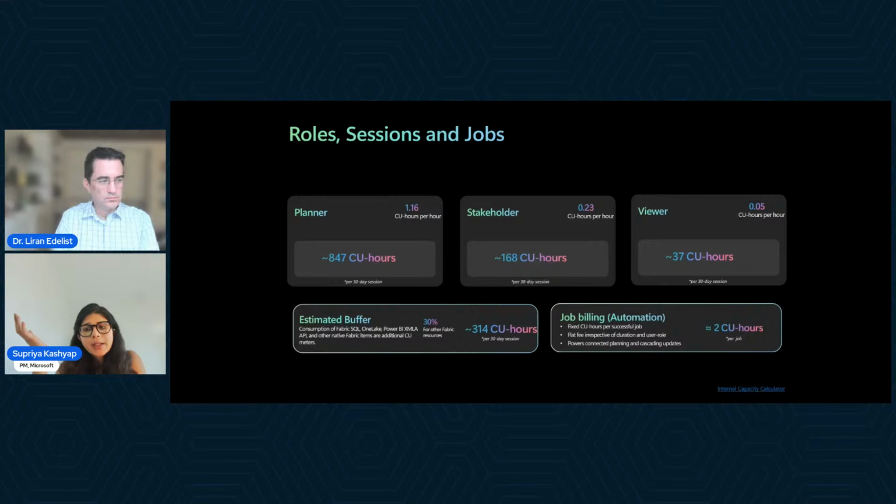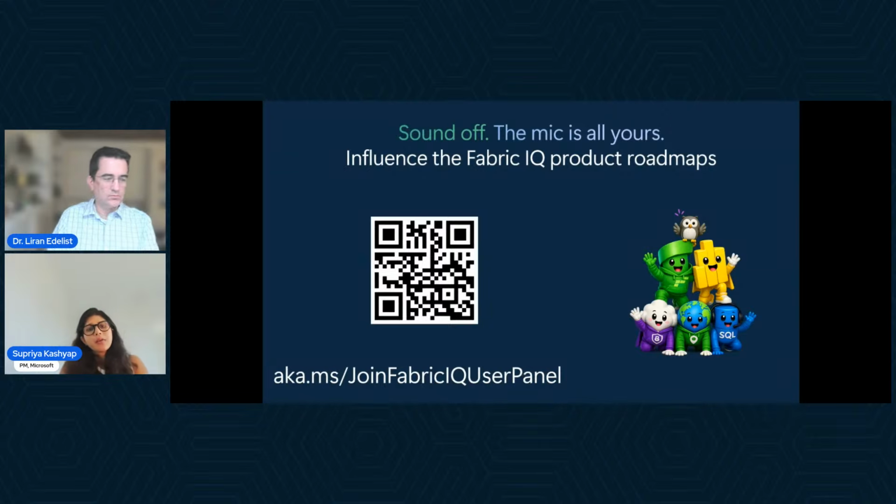We also estimate a 30% buffer capacity because plan interacts with other Fabric resources like SQL DB, semantic model, endpoint, and so that consumes 30%. There are some advanced planning use cases that consume 2 CU hours per successful job. I'm going to skip that, but that is all that we had to cover from our perspective.